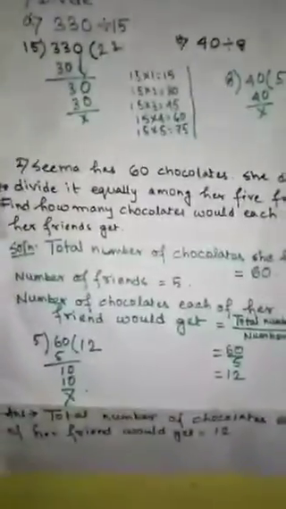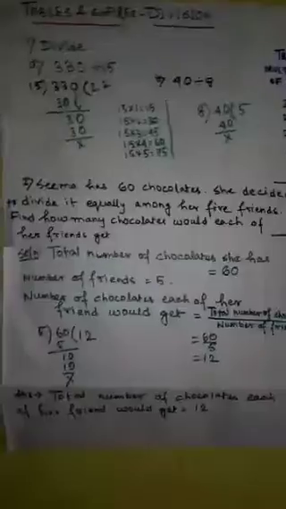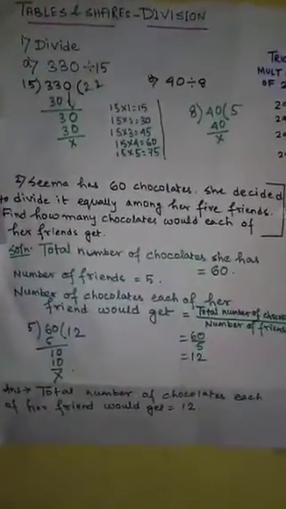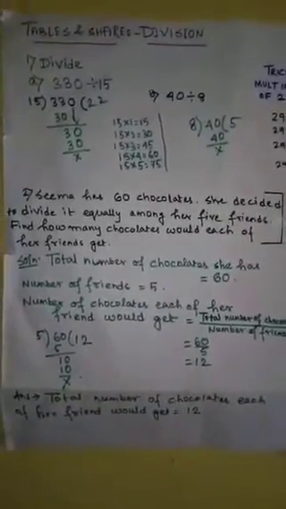Now regarding the word problem that you learned here, Seema had 60 chocolates. She decided to divide it among her 5 friends, and you had to find how many chocolates each of her friends would get.